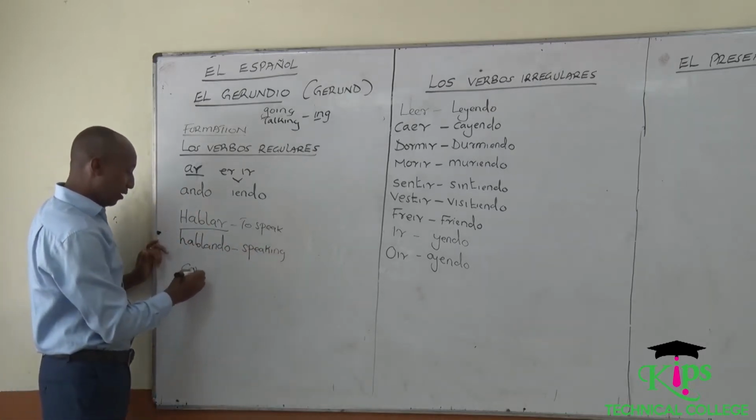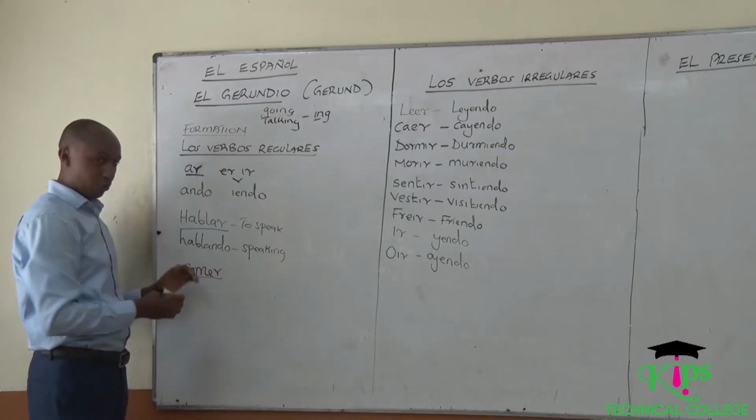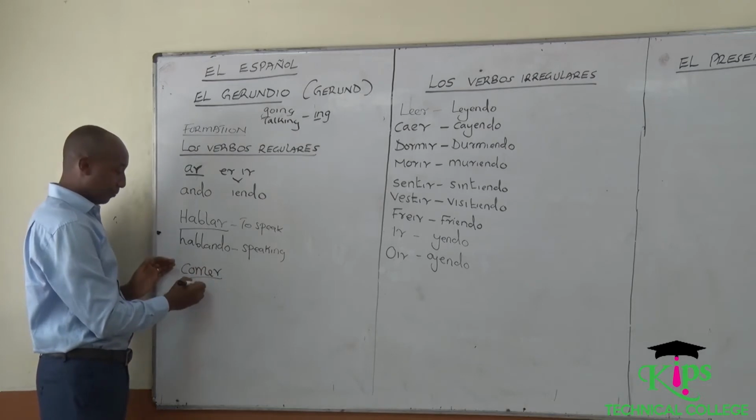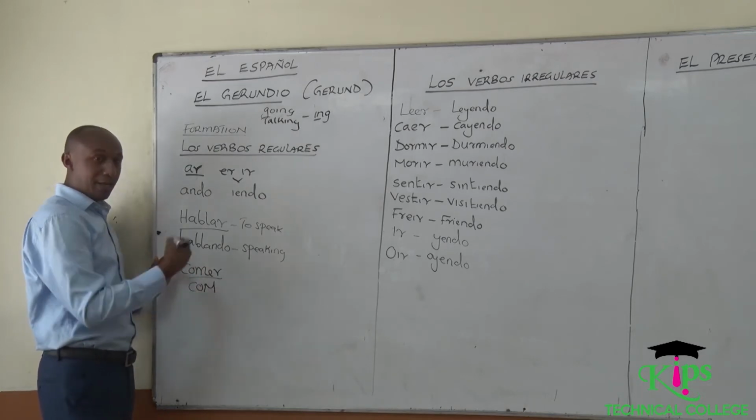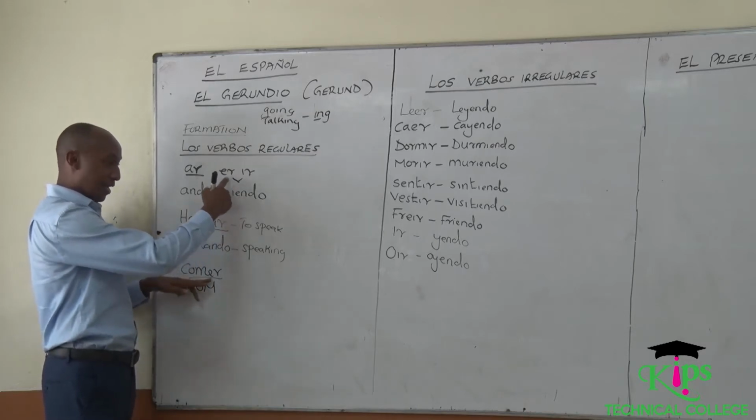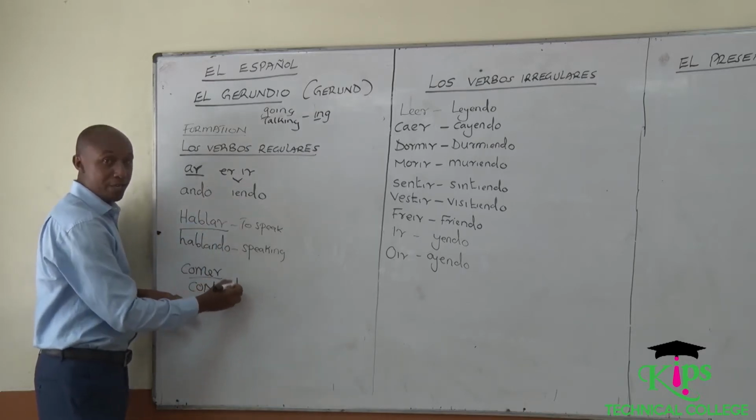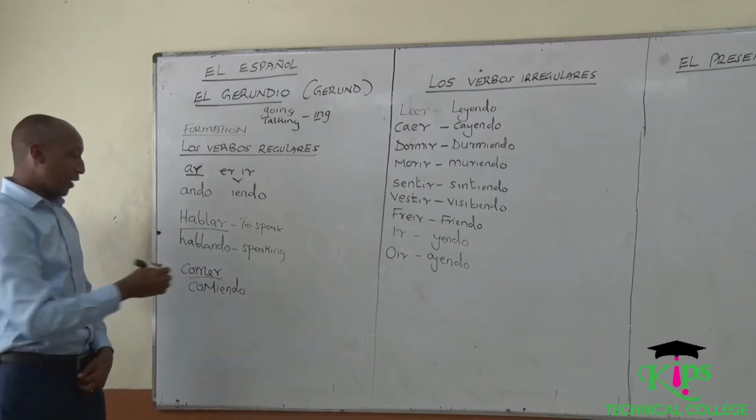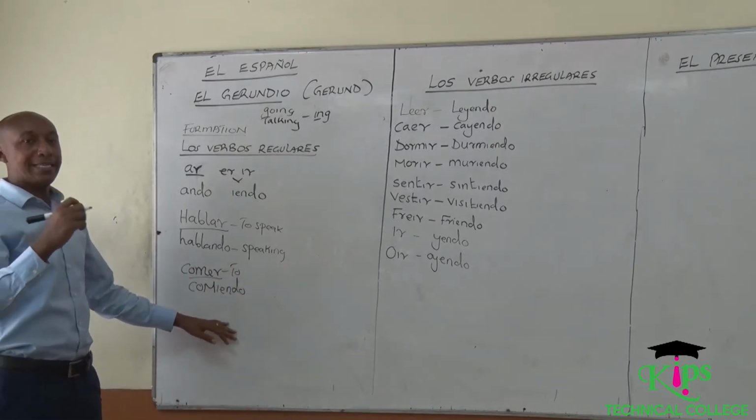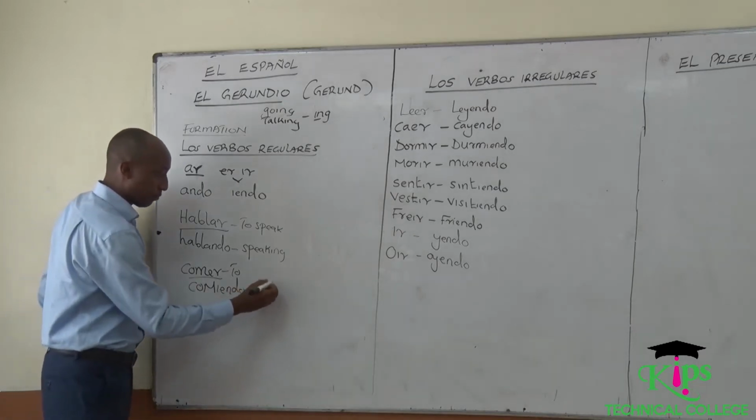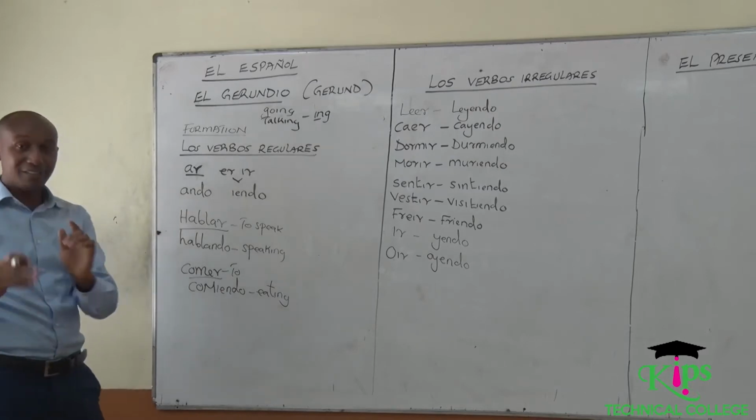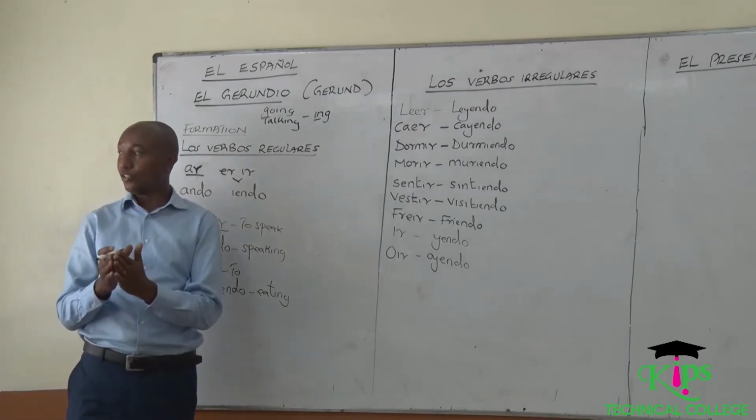Then for ER, you can have something like comer. I'm going to drop the last two letters. I remain with com, and then I add my -iendo because this one ends with ER. So I'm going to say comiendo, and comer is to eat. So what is comiendo? Try to guess. Eating. This is eating. But we don't know who is eating, remember? But we know that an action is taking place.